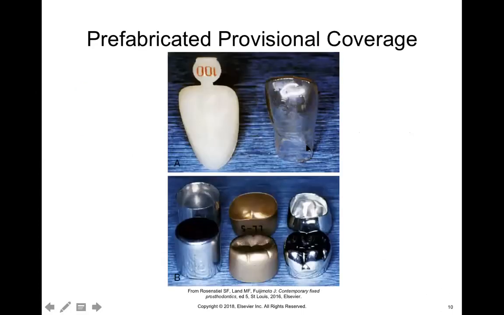Okay, so here's an example of prefabricated provisional coverage. So we have metal crowns, gold. This is kind of like a copper, I would say. And then we have polymer crowns here as well. Now, a lot of people are not going to use these metal anymore, especially for adults, right? So you're mostly going to see these metal provisional crowns for primary teeth.